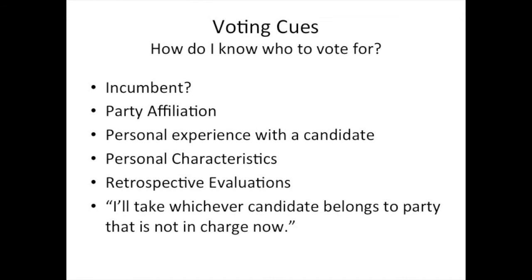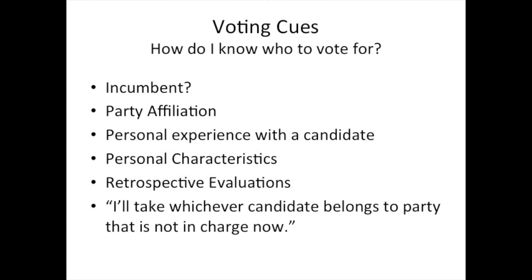All right. Number 5, retrospective evaluations. One of the most common cues we use. When we're using this cue, we focus on whether or not we approve of votes that a candidate made in previous circumstances. If we approve of the votes that they made, we vote for that person. If we don't approve, we give our vote to someone else.